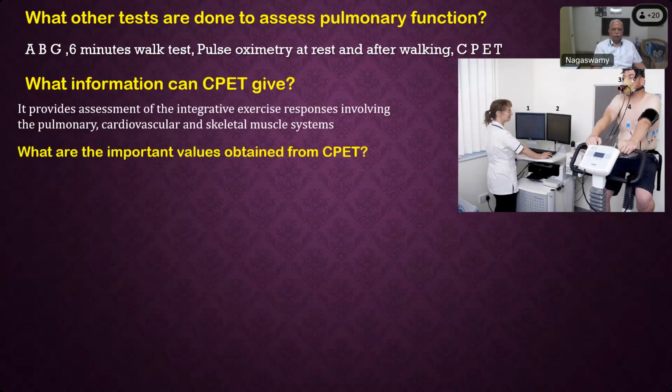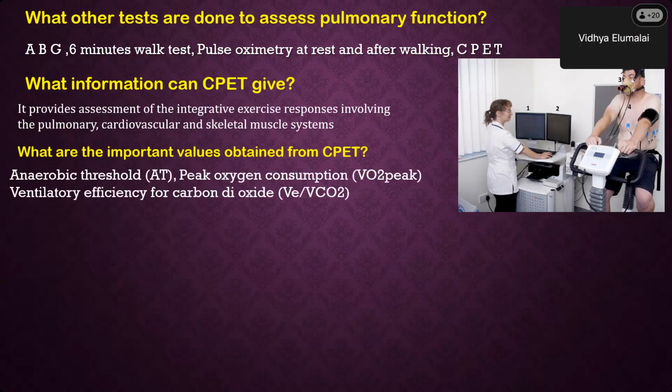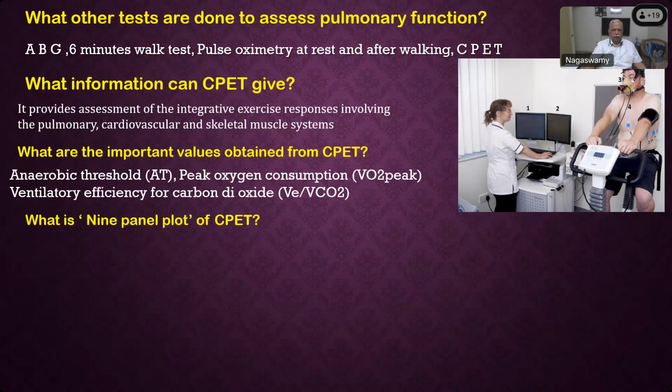What are the important values obtained from CPET? So maximum heart rate and the maximum O2 consumption. Very good. Anaerobic threshold. This is the terminology that all of you should remember. Anaerobic threshold is the level beyond which tissue oxygenation will suffer and the aerobic respiration will go on to become anaerobic respiration. That is called anaerobic threshold. Peak oxygen consumption and ventilatory efficiency for carbon dioxide.